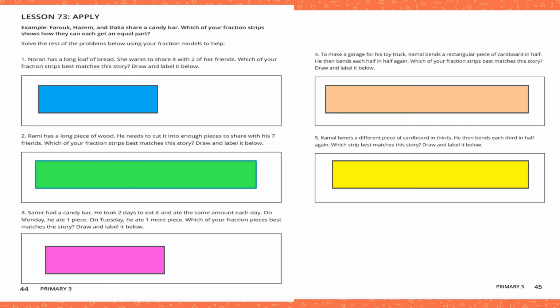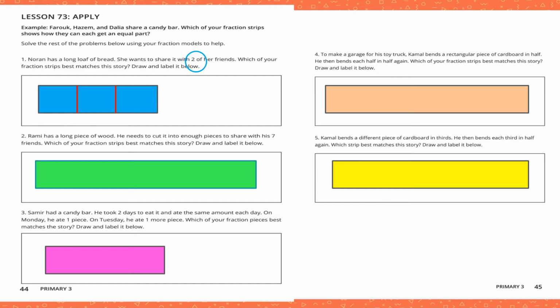Focus here. We have just one long loaf like this. She wants to share it with what? 2 of her friends. So we have Nuran and the 2 friends. We will cut it between Nuran and 2 friends. So we have 3 persons here. Nuran and 2 friends. So we will cut it into how many parts? 3 parts. Because we have 3 persons.